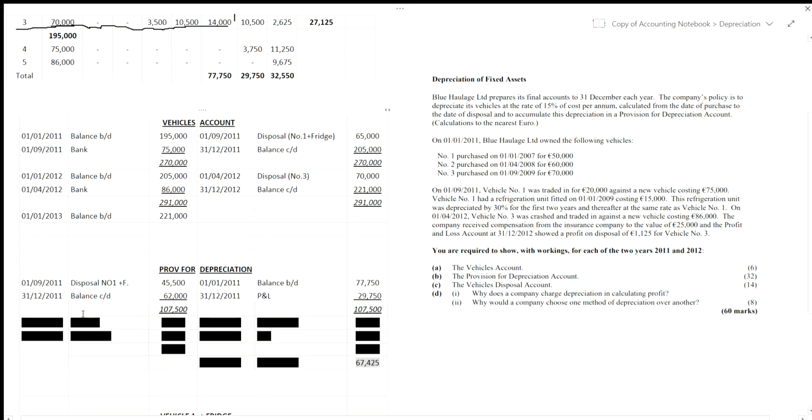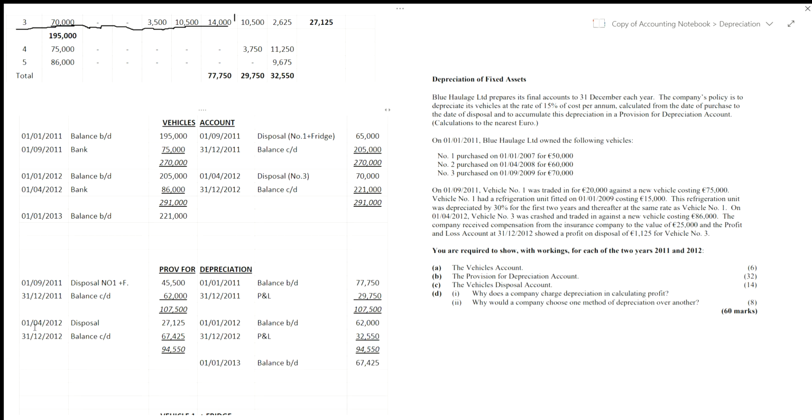So let's look at 2012. Let's show that side. So my balance carried down here at the end of 2011 becomes my balance brought down at the beginning of 2012, 62,000. I'm going to do the exact same. If I sold something, I'm going to get rid of the depreciation by putting it on the opposite side here on the debit side. And at the end of the year, any depreciation I have, I'm going to add it here on the credit side. So 62,000 is my total depreciation going into 2012.